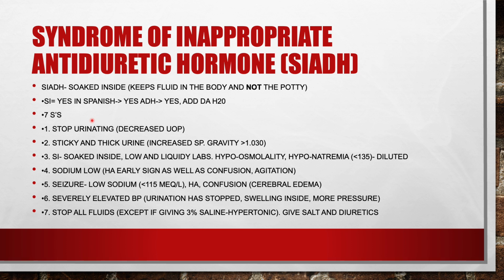You're holding on to all that fluid, and ADH is not only holding on to fluid, it's also constricting the blood vessels. And then the seventh S: you would stop fluids, except you would give them that hypertonic 3% normal saline solution. You can give them salt and diuretics. With the number 7, think of why you would give a hypertonic solution like 3% normal saline. Just think about where sodium is in relation to the intravascular space and the brain cells.